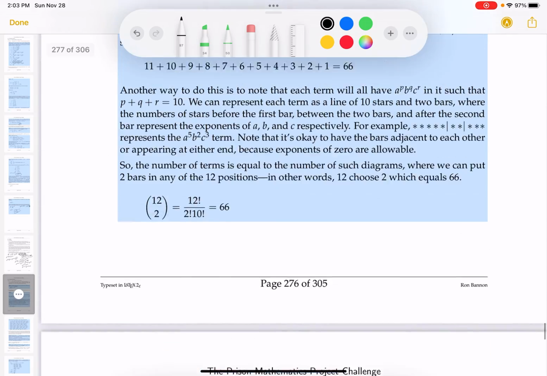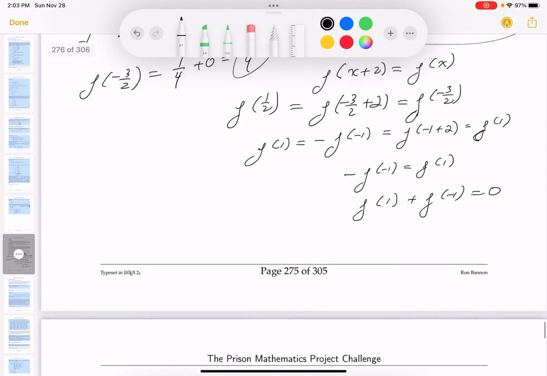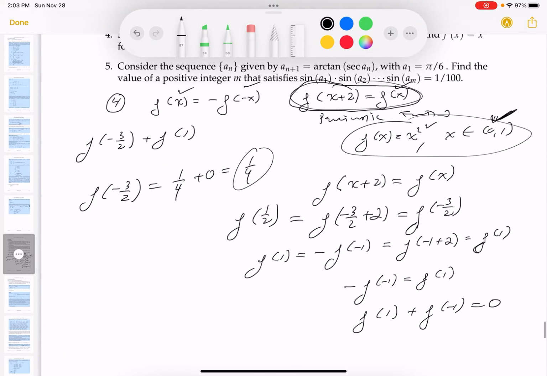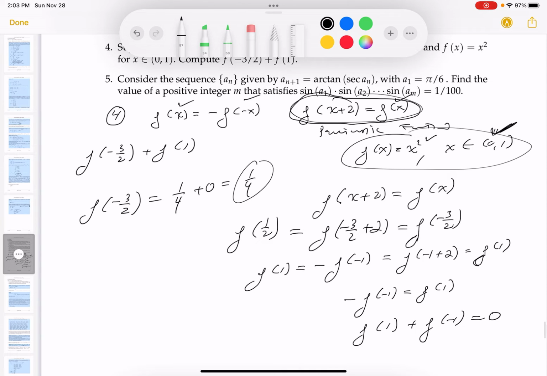All right, that's not bad. We did that. I had a little thinking. I'm a little confused there for some reason. I'm not sure why, but I did get confused. All right, so that's number 4.